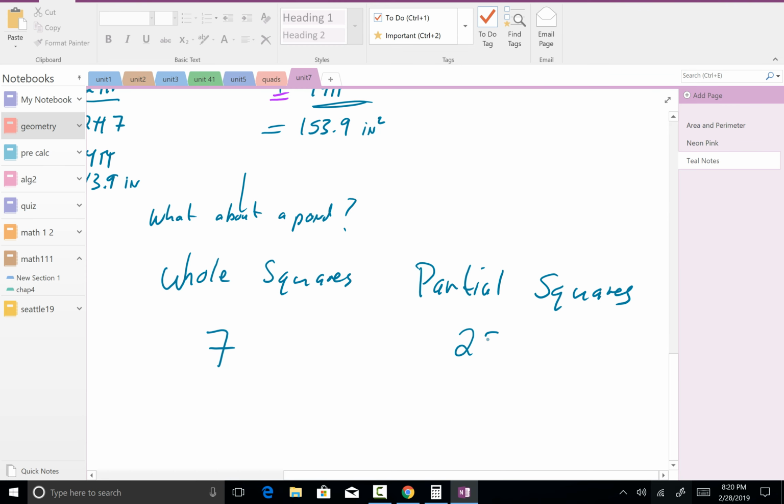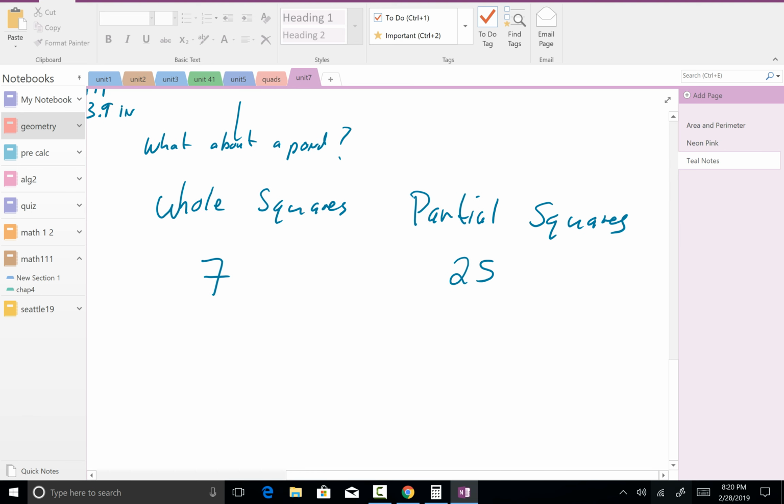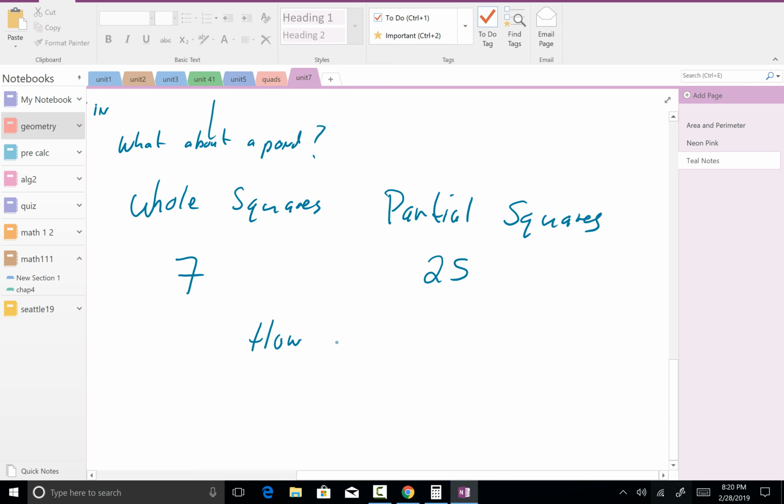Okay, I counted about 25. There again, you could be off by 1 or 2, depending on how you count a little bit differently. But there it is, we have 7 whole and 25 partial. Now we need to come up with a rough estimate for the area. So exactly how many squares is it?